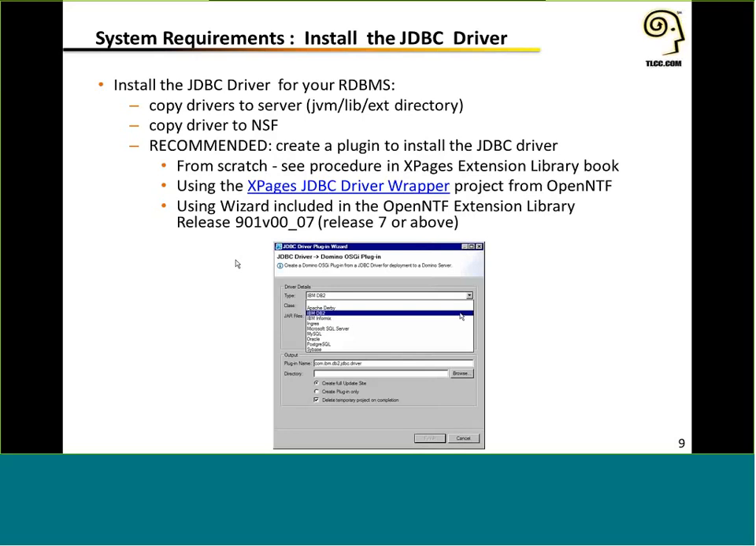And easier still, if you are running 9.0.1 and you have installed the release 7 or later version of the extension library, you can simply use the wizard. So from the menu, you can select Tools, JDBC Driver Plugin Wizard, and you can specify your type of database, and you can specify the class or jar files for the driver. And at the bottom here, you can choose to create the full update site if you don't already have one for your servers, or you can simply choose to create the plugin only and then import that into your update site.